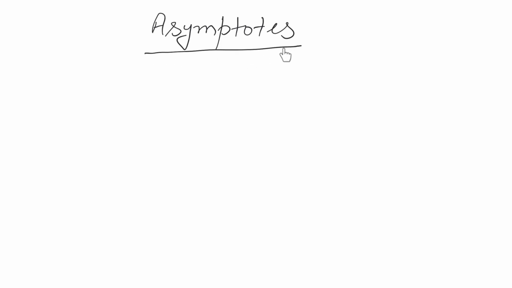Today we will discuss what an asymptote is. We will try to understand the concept of asymptote, that is its definition, what the different kinds of asymptote are, and how we can find the asymptote of a given curve. So in this video we will try to grasp the idea of the asymptote.